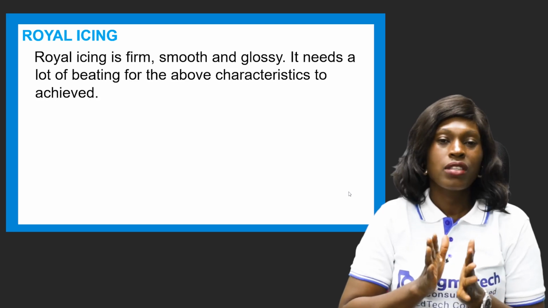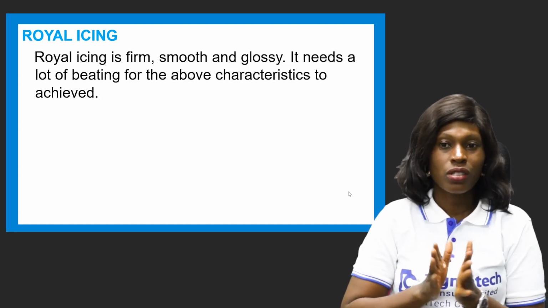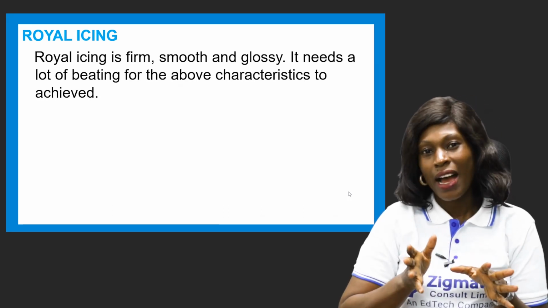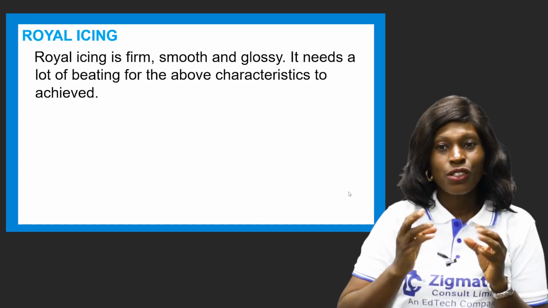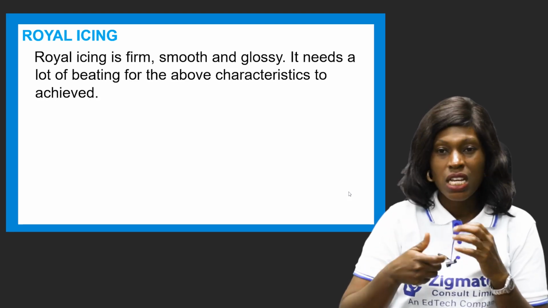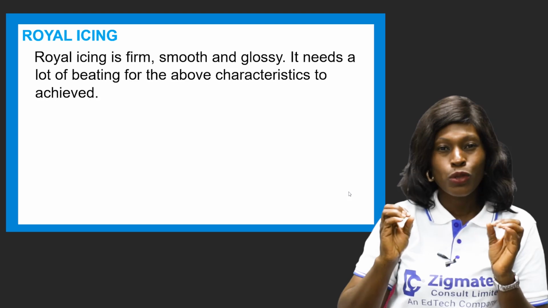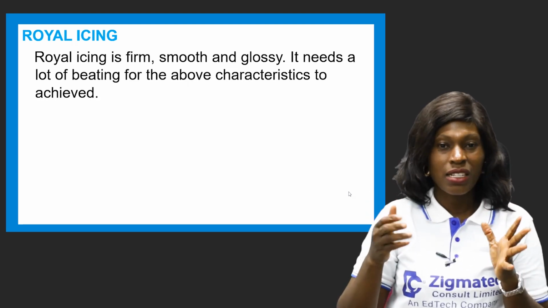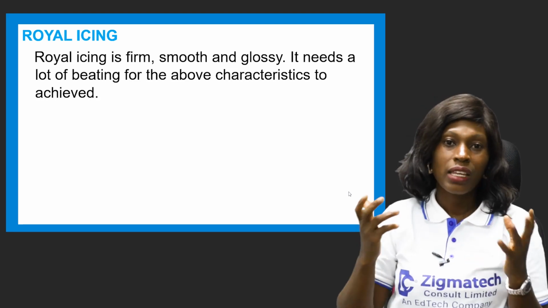It is one of the icings that is used to do what? To decorate your cake. So you can do this by adding your icing sugar and then a little bit of egg white, and then you keep beating. It has this firm, smooth, and glossy look. It's shiny after it's ready, so you can use it for your cake.